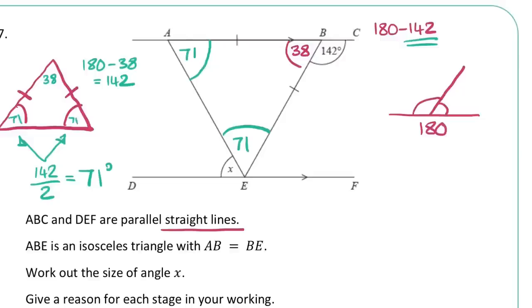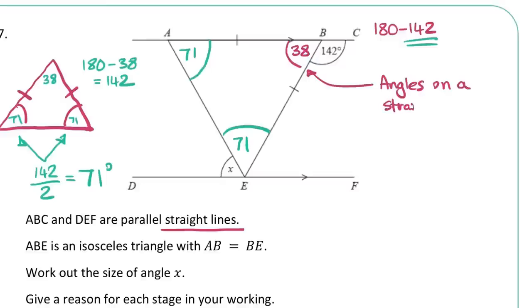Now at this point, I've done quite a bit of working out, and I don't want to forget to give my reasons. So I am going to start writing the reasons down now. So my first reason, which I did sort of talk about, we would write next to this, and you can label it on the diagram or you can write it down below. Just say angles on a straight line equal 180 degrees. So there we go, I can speak a lot faster than I can write. Angles on a straight line equal or add up to 180 degrees.